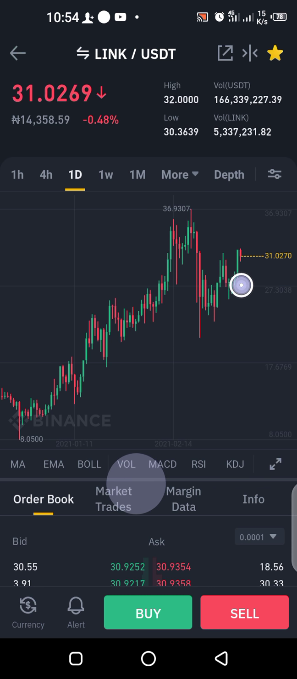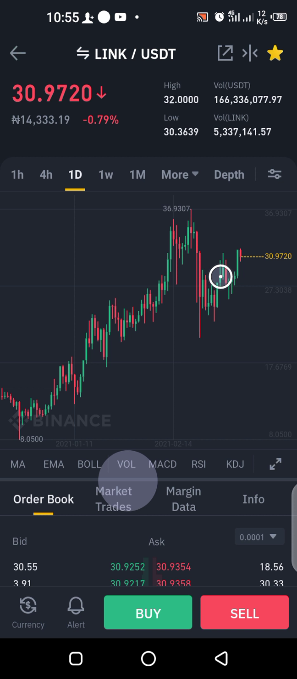For example, in the case of LINK/USDT presently, if I enter the market at 27.5 and put my stop loss at 25.5, my stop loss will now be shifted to around 27.5 or 28. If the market keeps going bullish, my stop loss will also be shifted up. It will be trailing the price.